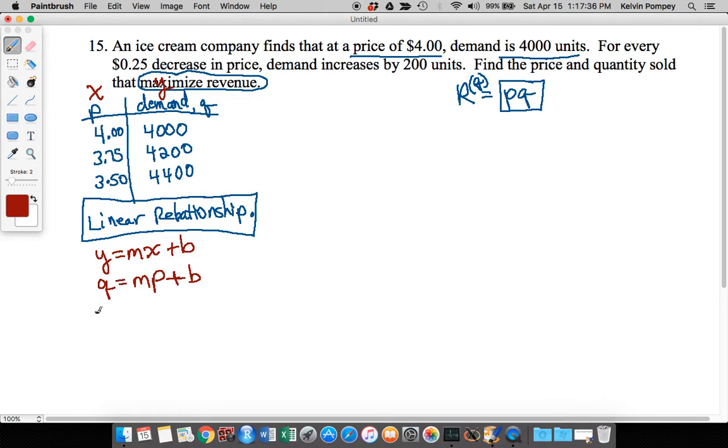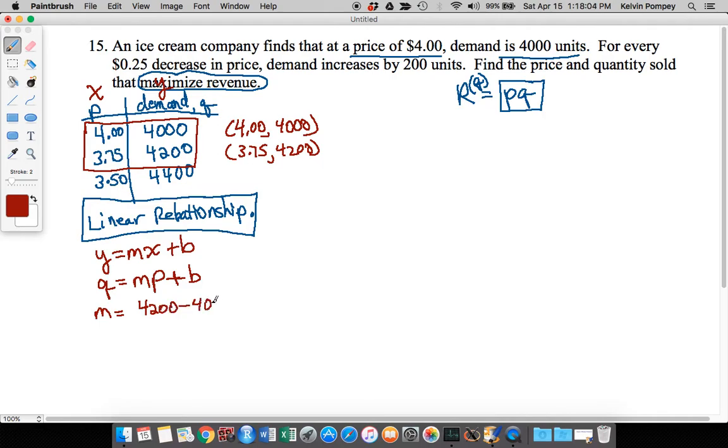All right? So what I'm going to do first is try to find the slope. That's the change in y over the change in x, the rise over the run, all right? I'm going to choose 2 points, right? This is like saying that this is the point (4.00, 4,000), and here the point (3.75, 4,200). And so if I want to find the slope, I subtract the y values. So I can do 4,200 minus 4,000. And then I'm going to divide that by the change in the x. So I subtract the x values.